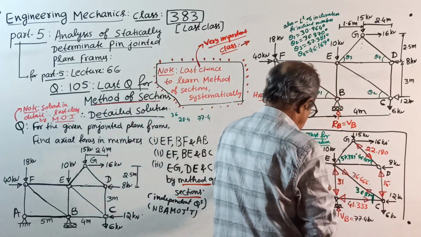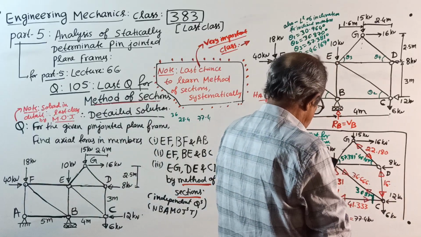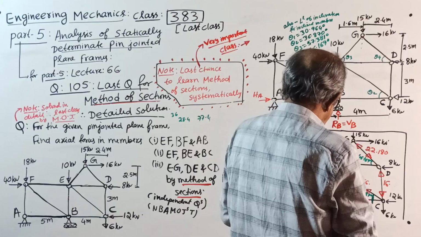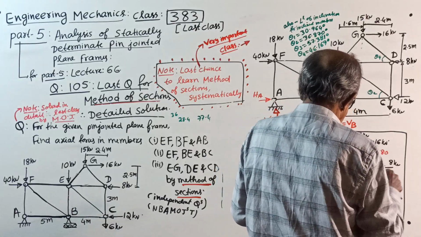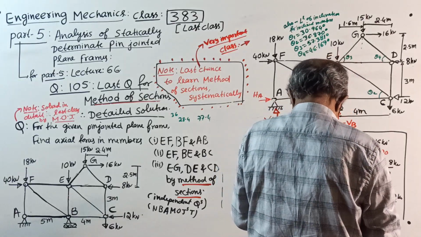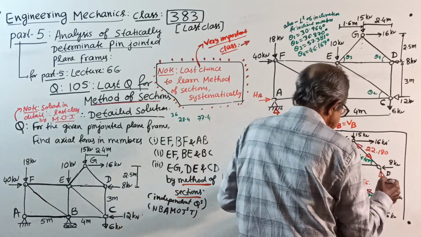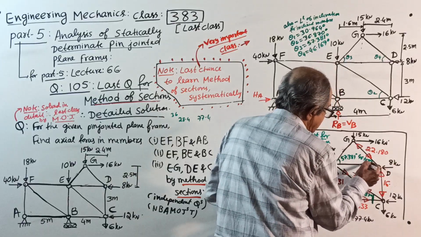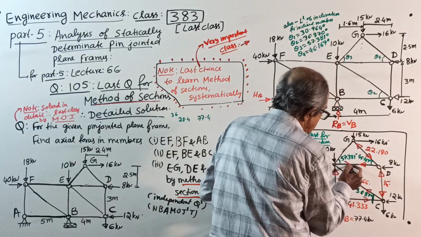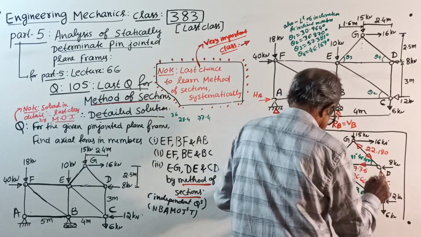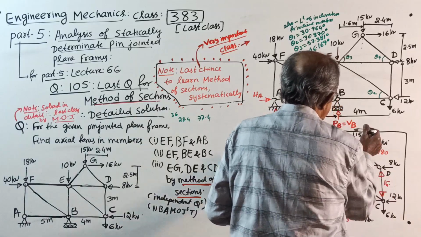22.180 kilonewton into cos 46.169 will give you 15.36 right side. I will subtract 8, I will get 7.36. Right means left side. Left side of 7.36 I will get here. Lastly, I will come to joint G.